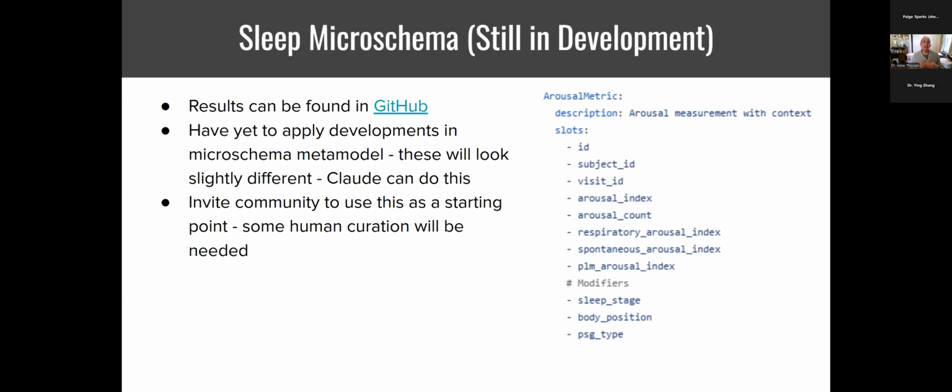But finally, we got some results that, of course, are still in development. These results can be found in GitHub. I have yet to apply the developments in the microschema meta model, so if you go there and look today, it will probably look slightly different, but I'm not too terribly concerned about that. And I would like to invite this community to use this as a starting point for creating sleep CDEs, because some human curation will be needed.